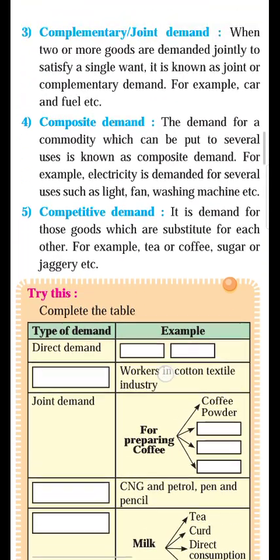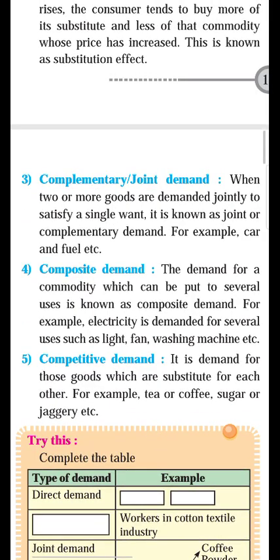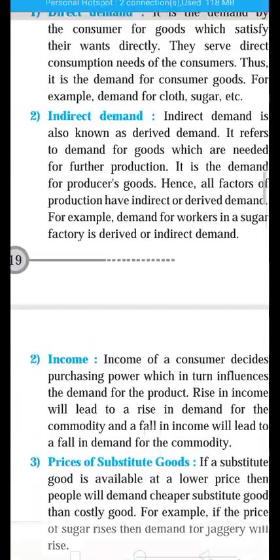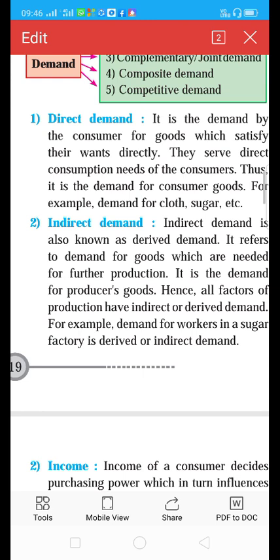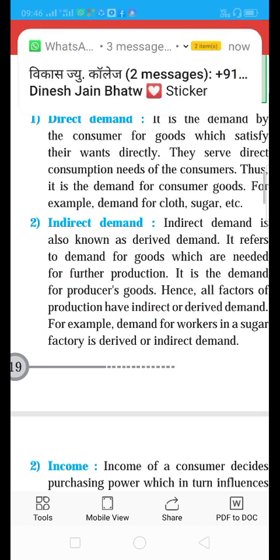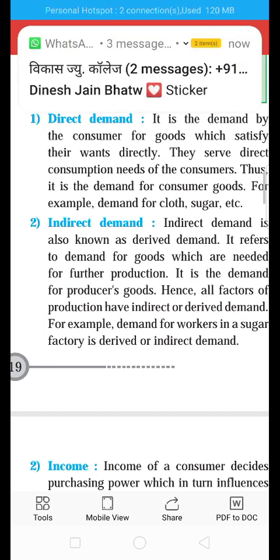So these are the 5 types of demand we have seen. Yes, let us quickly revise. Direct demand, also known as conventional demand. All consumer goods are direct demand. For example, food grains, chocolate. Yes, all these are direct demand.